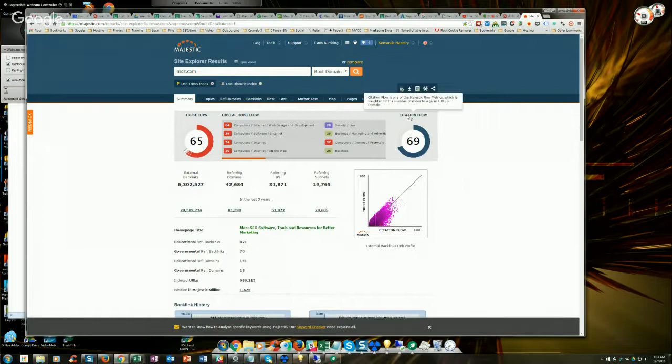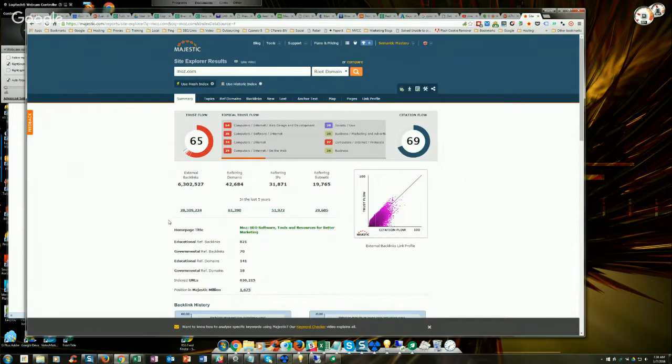Citation flow is a measure of quantity of links. It doesn't matter whether they're high quality, low quality. It's just a value assigned by Majestic based on the quantity of links, whereas trust flow is the measure of quality. So there's a big difference.